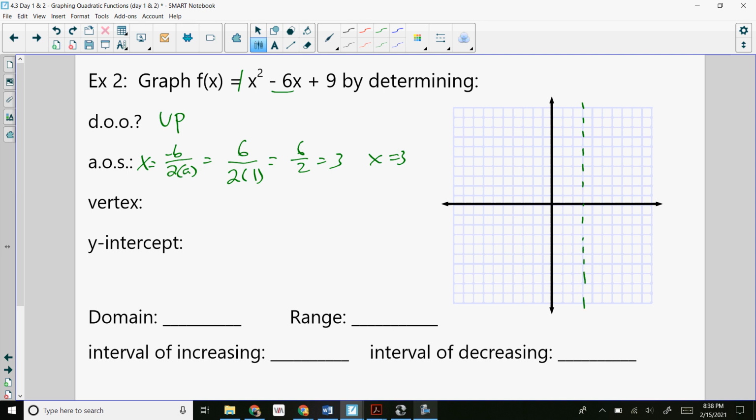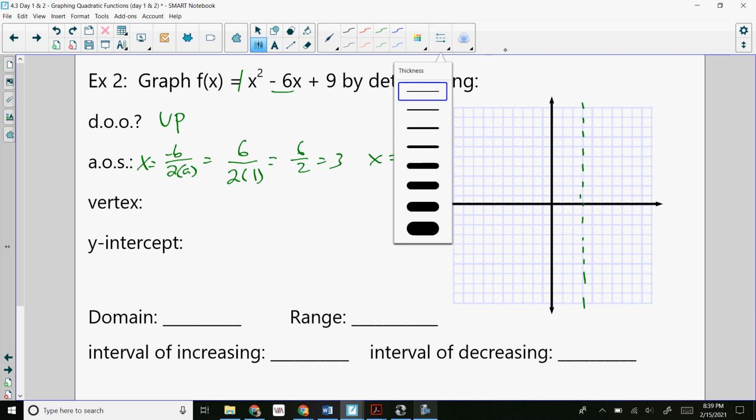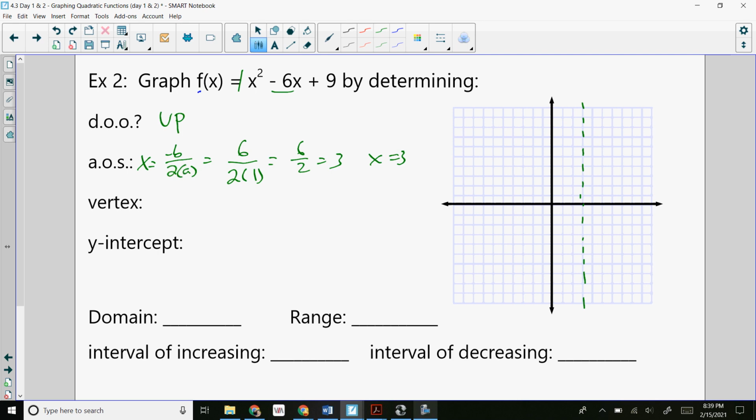That's this line, so it's going to be symmetric over that line. Okay, the vertex then, just like last slide, we're going to plug in, instead of f of x, f of 3, since it has to be on that line of x equals 3. So f of 3, again, I'll leave blanks: blank squared minus 6 blank plus 9, and inside those blanks, we're going to put a 3.